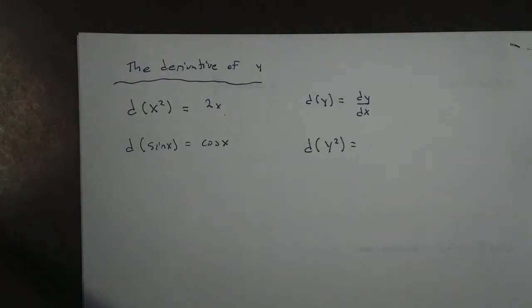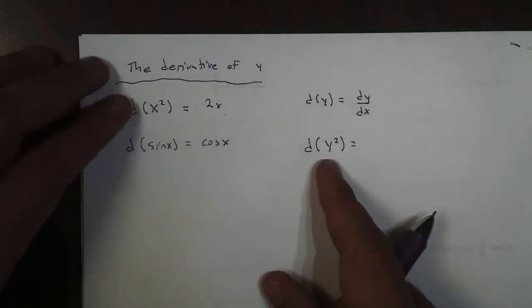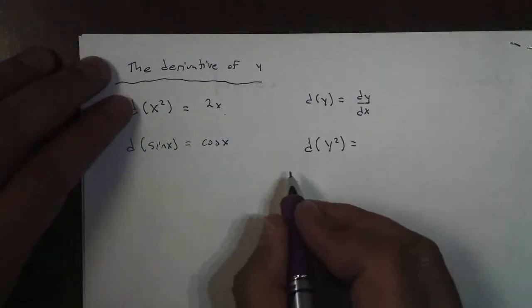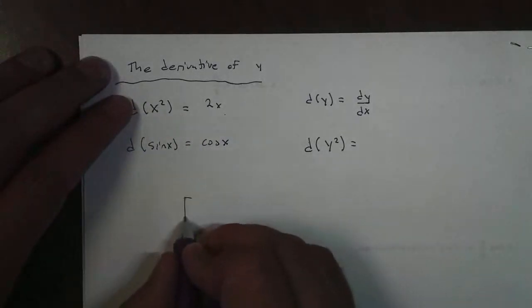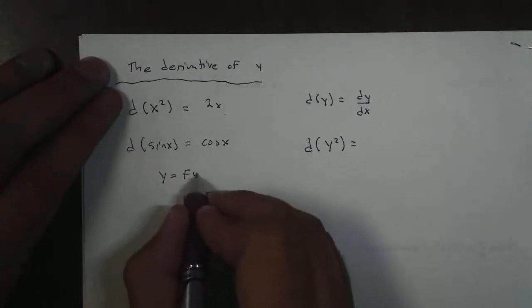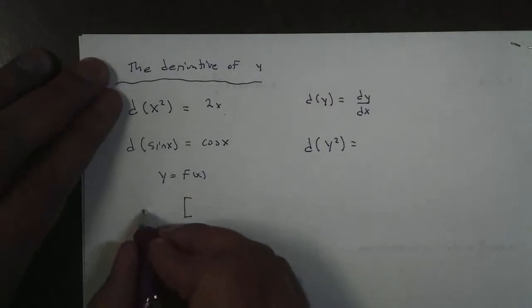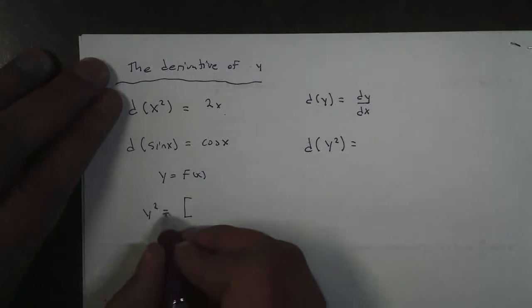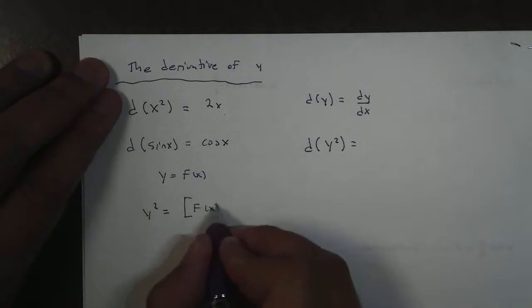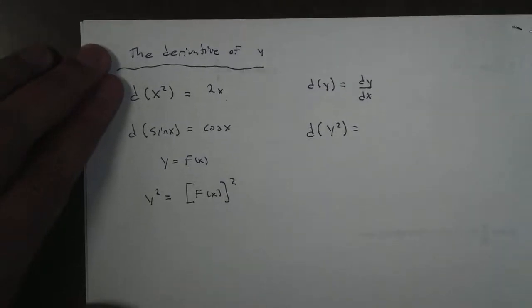That's a little bit tougher to do. It's not as simple as just saying, oh, it's 2y. So to answer this question, we're going to go back to our homework. We all know that if I have y is equal to f of x, correct? Remember that from Algebra 1? So if I have y squared, that's going to equal f of x squared. Everybody kind of following along here?